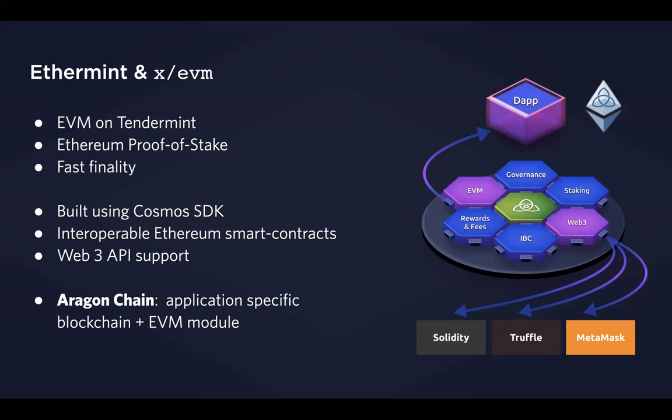It also will run on fast finality, which will open a new variety of opportunities for smart contract developers that need to run supply chain logic, for example, or different sets of DeFi applications. It's built using the Cosmos SDK. It's interoperable using Ethereum smart contracts that can run delegate calls around them, and we'll also have cross-chain contract calls.